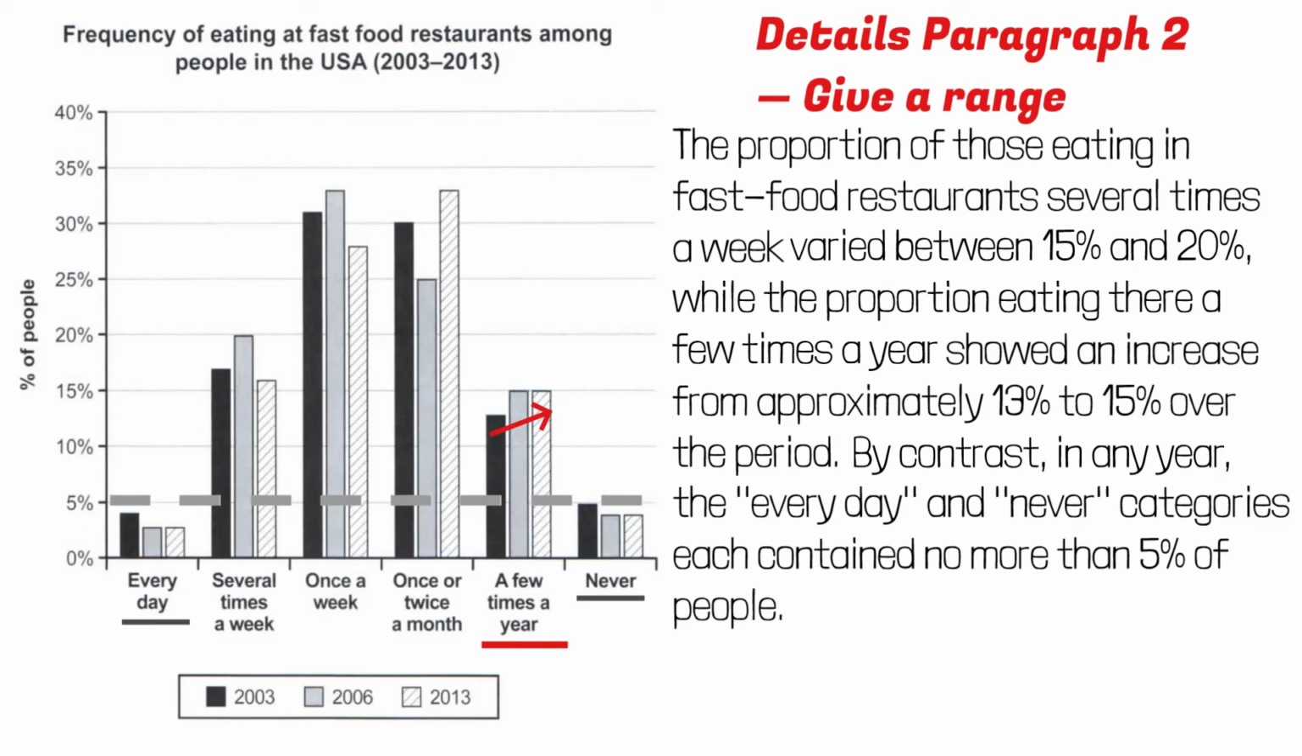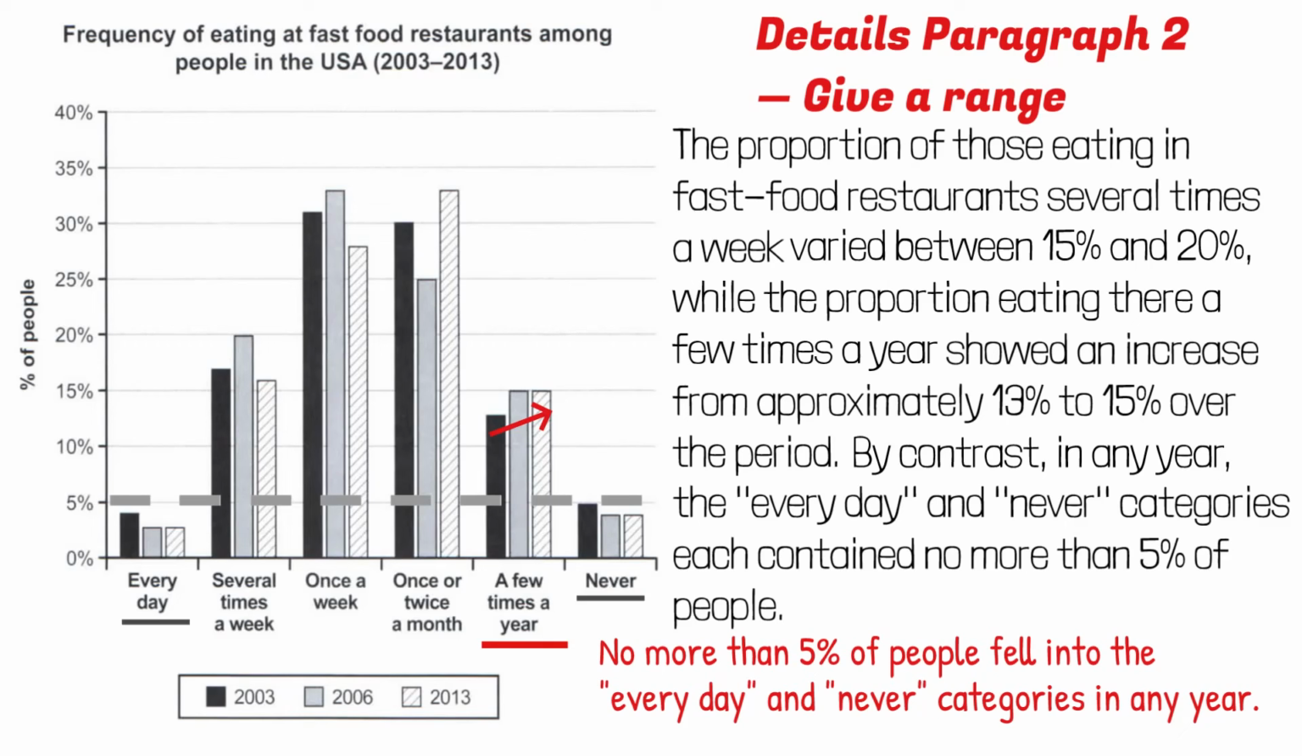Be careful not to say something like this. No more than 5% of people fall into the everyday and the never categories in any year. This is saying these people fall into both the everyday and the never categories. This is wrong because they can't be in one category and the other at the same time. This paragraph is done. The way I deal with the numbers in these three categories is to give a range rather than to omit some of the numbers.